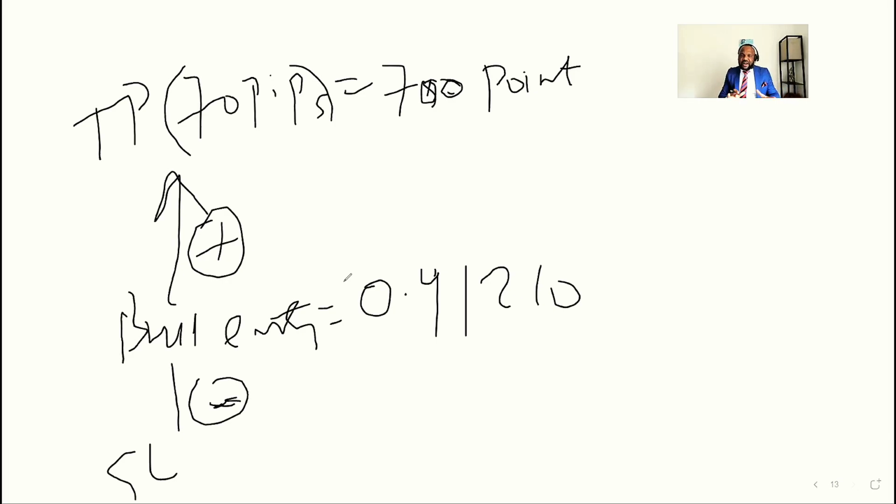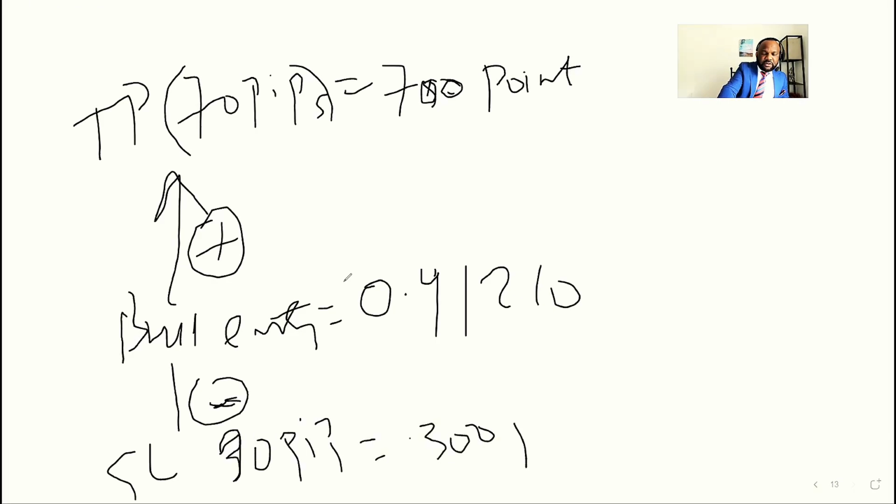So whatever you want to find, if you are converting points to pips, you divide the points by 10. But if you are converting pips to points, you multiply the pips by 10. Is that okay? It's just simple maths, and then the rest is the same way. And this one, they say is 30 pips. So multiply 30 pips by 10, it gives us 300 points.